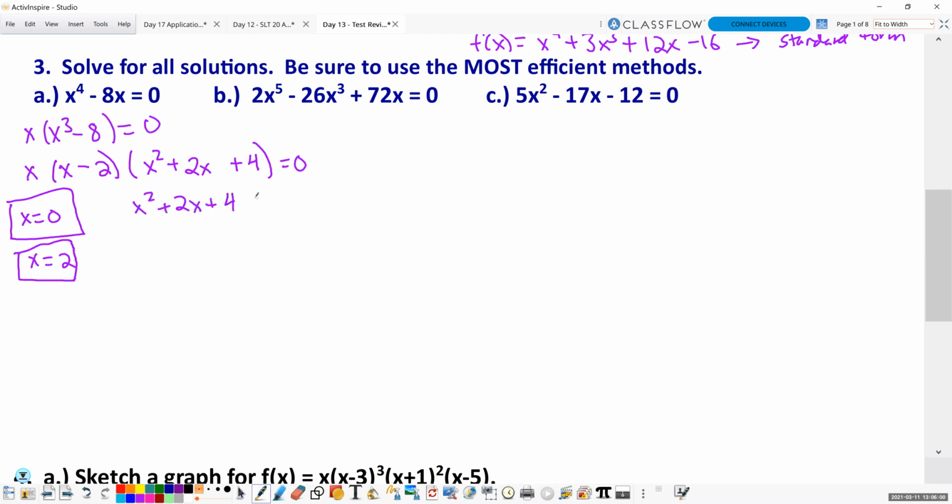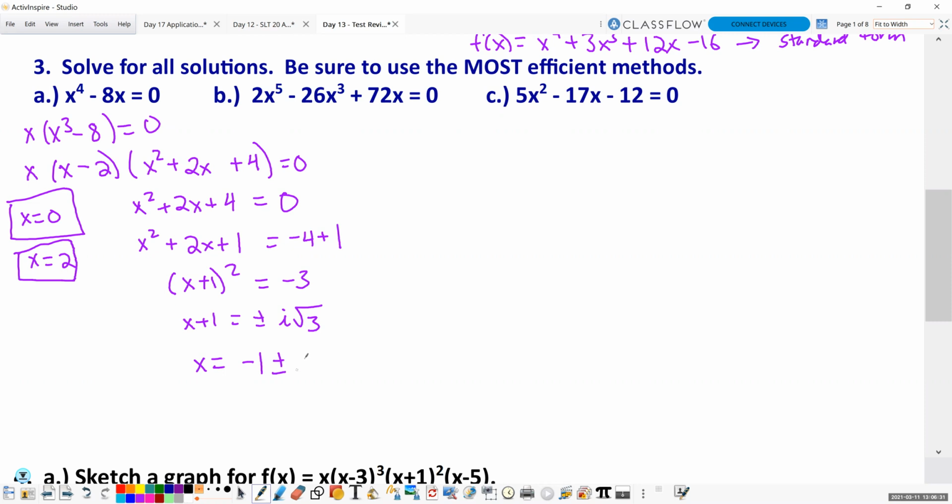I can't factor it, but it is a good candidate to complete the square because a is 1 and b is even. So I'm going to move the 4 over, leave a little space. I'm going to take my b value of 2, divide it by 2, and square it. This allows me to create a perfect square trinomial that factors to x plus 1 squared. Now I'm going to take the square root of both sides, and I get plus or minus i root 3, and I'm going to subtract the 1 as my final step. And so my other 2 solutions here are negative 1 plus or minus i root 3.